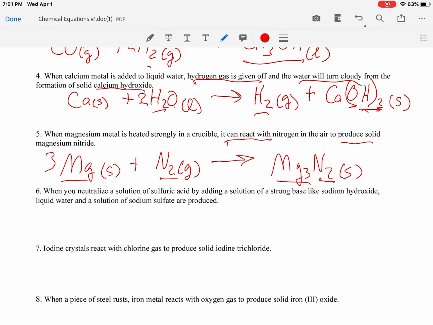When you neutralize a solution of sulfuric acid by adding a solution of a strong base like sodium hydroxide. So again, from our context here, we can see that the sulfuric acid and the sodium hydroxide are the reactants. And it even says here what is produced, right? Liquid water and sodium sulfate are produced.